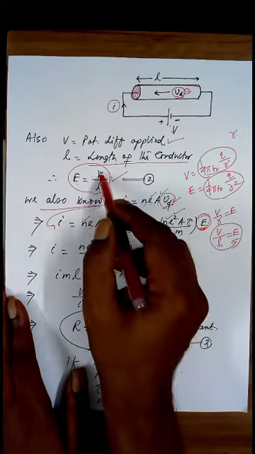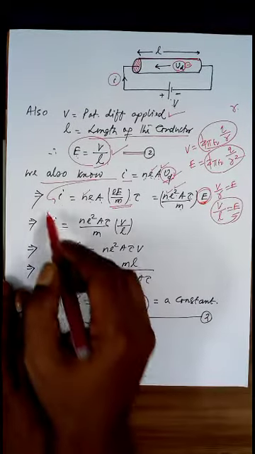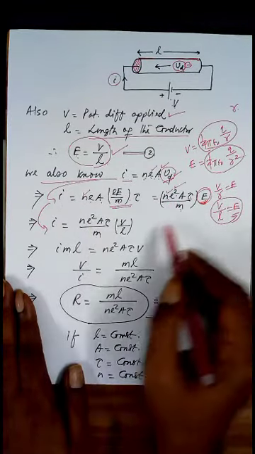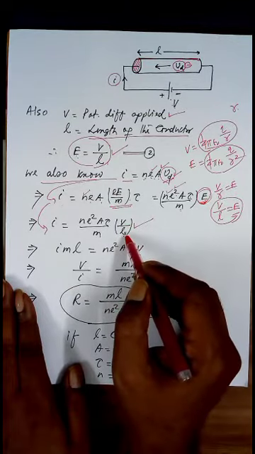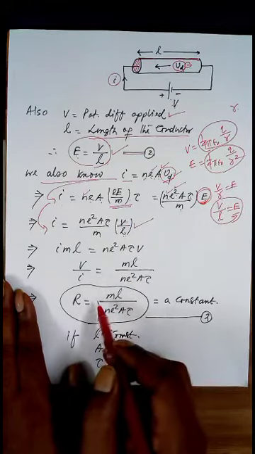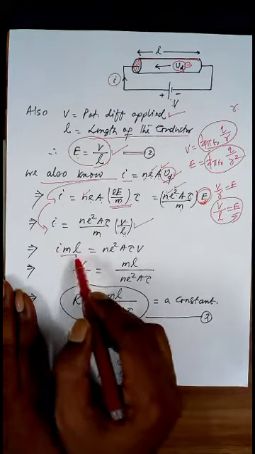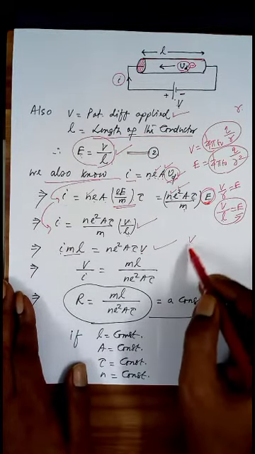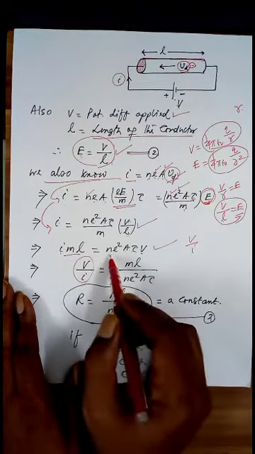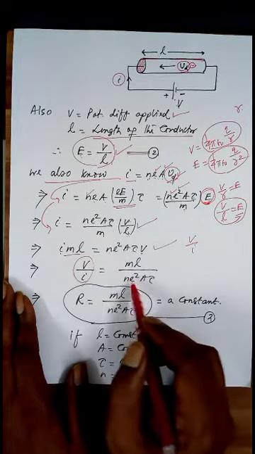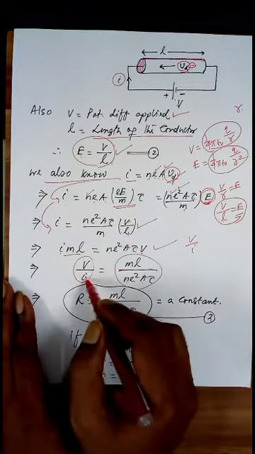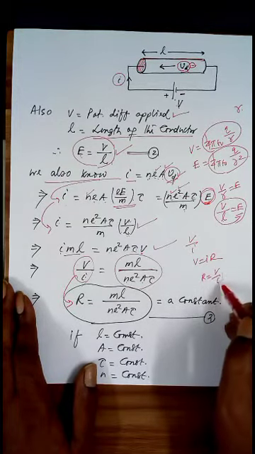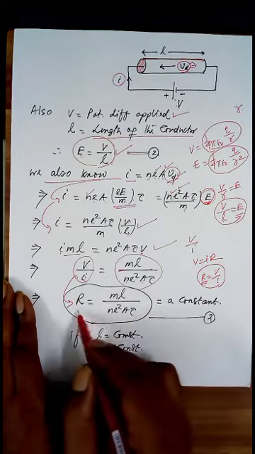Now for this capital E, I will substitute V by L, that is, how the potential is changing with respect to length, the potential gradient. So I equals n e square A tau by m into V by L. Now I cross multiply: I m L is equal to n e square A tau V. Now I keep this I below this V, that is V by I, and n e square A tau comes to this side. V by I is nothing but resistance, because I just explained V is equal to IR, so R is equal to V by I.